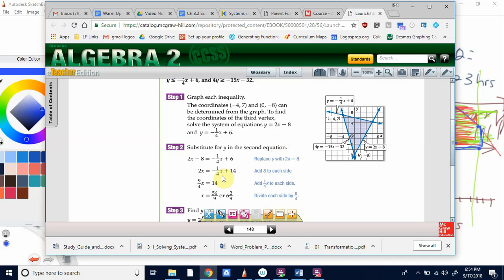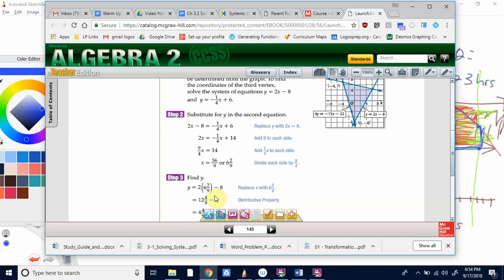And at this point, we're just using our properties of equations. So what did they do? They added 8 to both sides. They're going to add 1/4 x to both sides. They didn't show the step, they changed 2 to 8 over 4. And 8 over 4 plus 1 over 4 is 9 over 4 equals 14. So don't forget your fraction rules. Then we're going to multiply by the reciprocal instead of dividing by it, which is 4 over 9, in which we have to do the same thing over here. And we get x equals 56 over 9, or if we want to change it to a mixed number, 6 and 2/9.